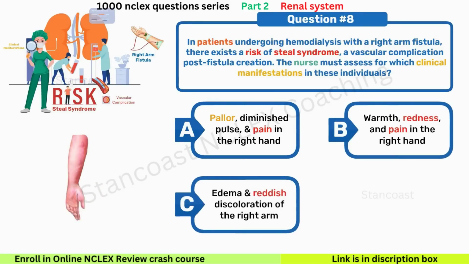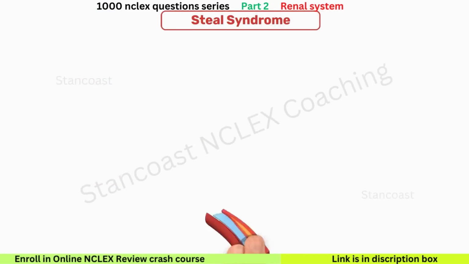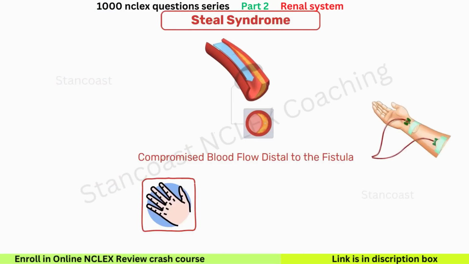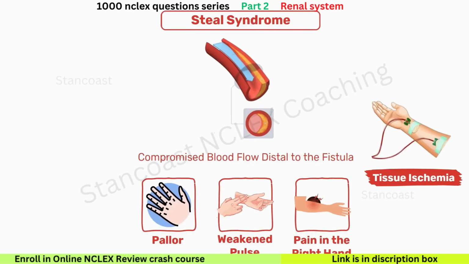Edema and reddish discolorization of the right arm. D. Aching pain, pallor, and edema in the right arm. Correct answer: A. Pallor, diminished pulse, and pain in the right hand. Steal syndrome arises from compromised blood flow distal to the fistula, leading to pallor, a weakened pulse, and pain in the right hand due to tissue ischemia.